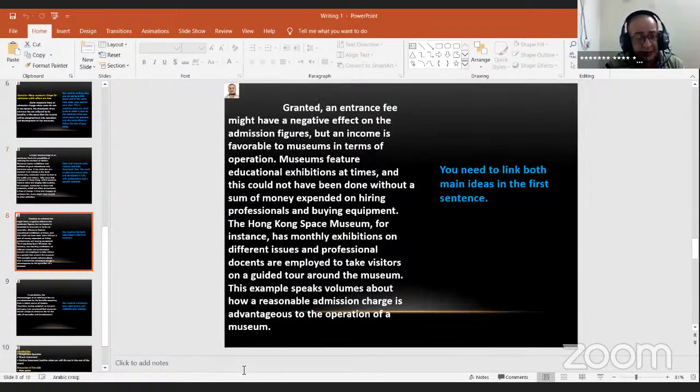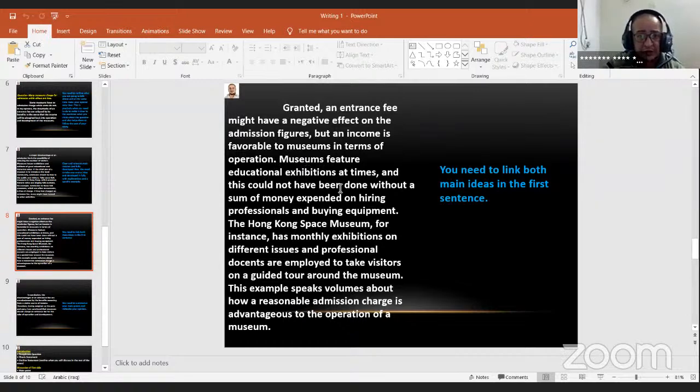Let's move to the next paragraph of the body, which says the opposite of the first paragraph, also the same thing. Main idea, answering the 2 questions, how and why, then giving an example. Granted, an entrance fee might have a negative effect on the admission figures, but an income is favorable to museums in terms of operation.